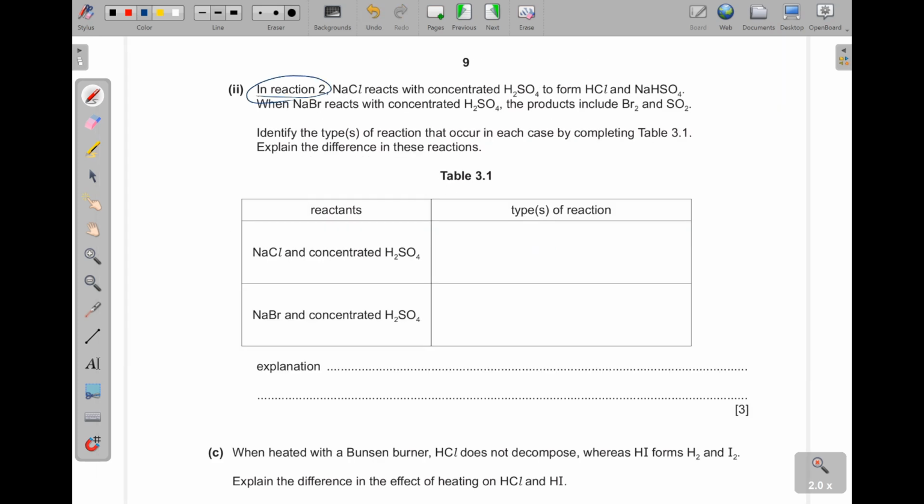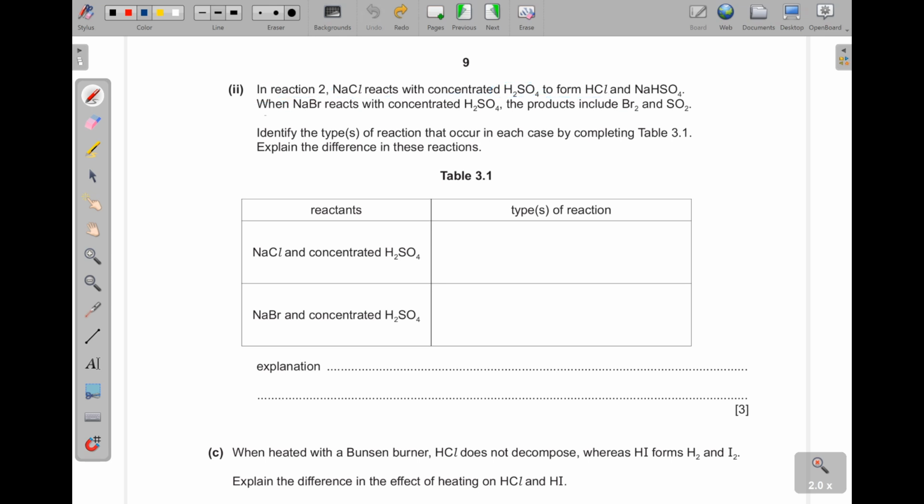Roman 2. In reaction 2, sodium chloride reacts with concentrated sulfuric acid to form HCl and sodium hydrogen sulfate. Sulfuric acid here has lost a proton because now you are seeing hydrogens, now 1. That's what we call an acid-base reaction.